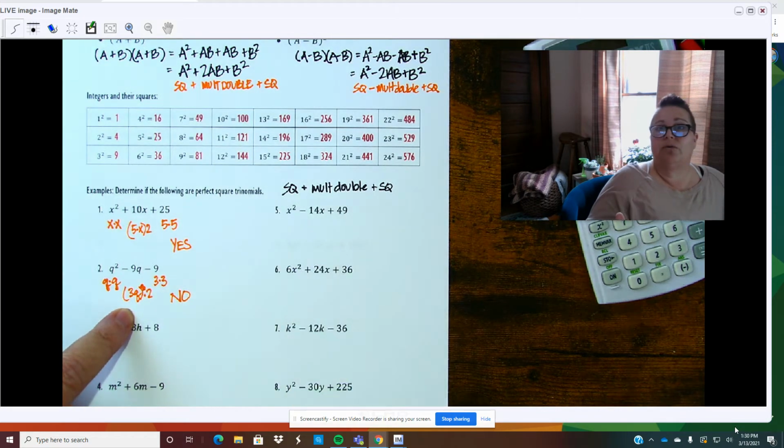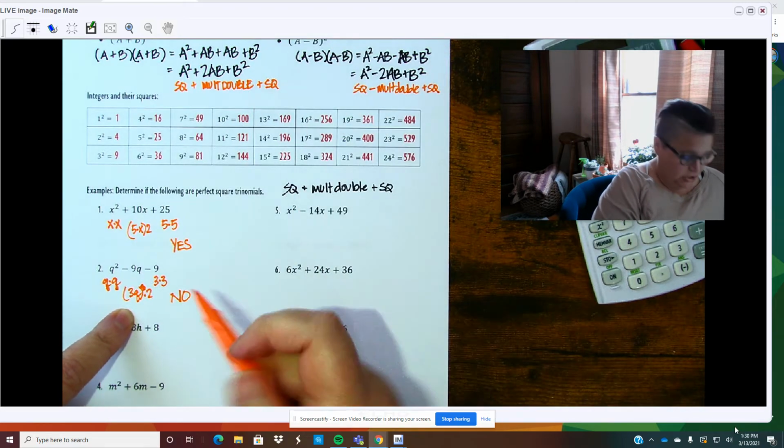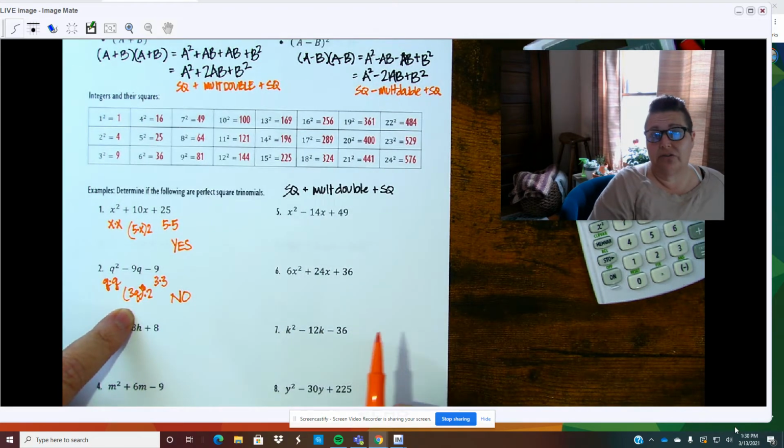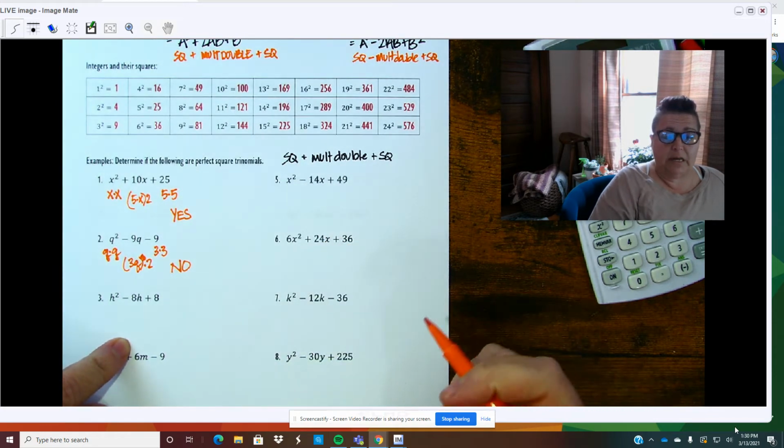Notice I'm not telling you whether or not it's factorable. We haven't even determined whether or not it's factorable. We're just looking at whether or not it's a perfect square. Can I apply this pattern to this trinomial? And the answer is no for this one. Okay, let's look at problem number 3.